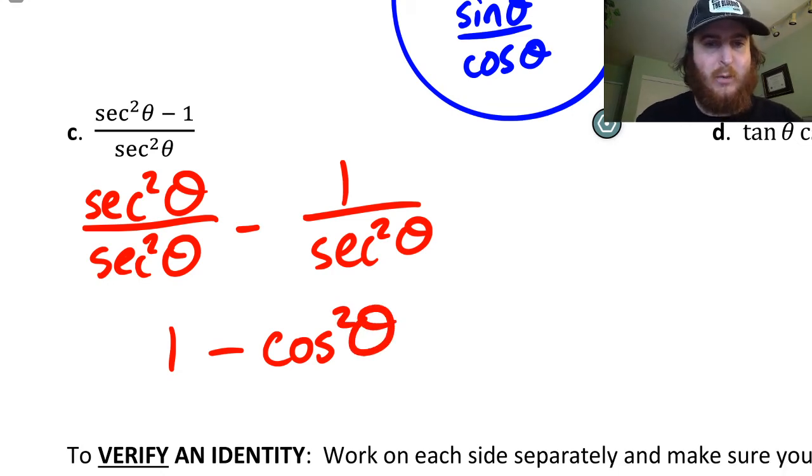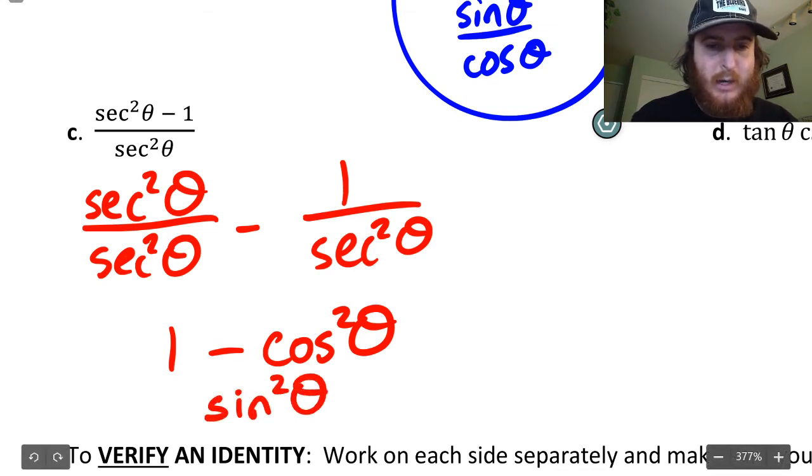Whenever you see that squared, you want to be thinking about those Pythagorean identities, and in that table you'll see that this is equal to sine squared theta.